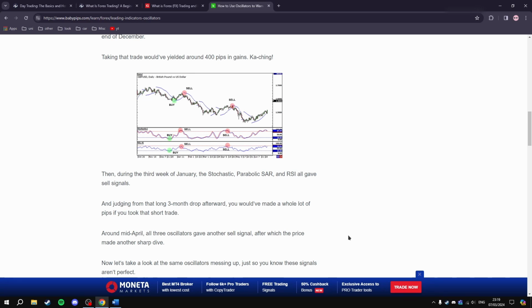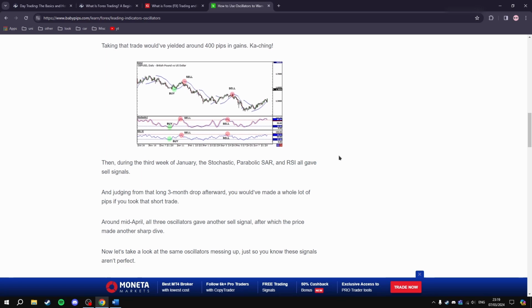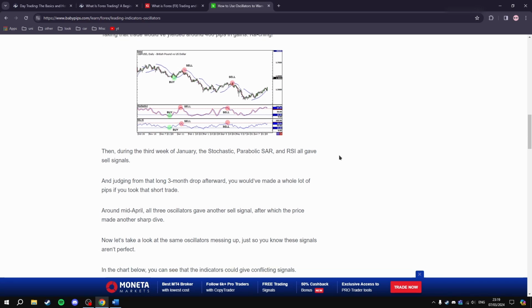Then, during the 3rd week of January, the stochastic, parabolic SAR and RSI all gave sell signals. So that's the second bit here. And judging from that 3-month drop afterward, you would have made a whole lot of pips if you took that short trade. Around mid-April, all three oscillators gave another sell signal, after which the price made another sharp dive.